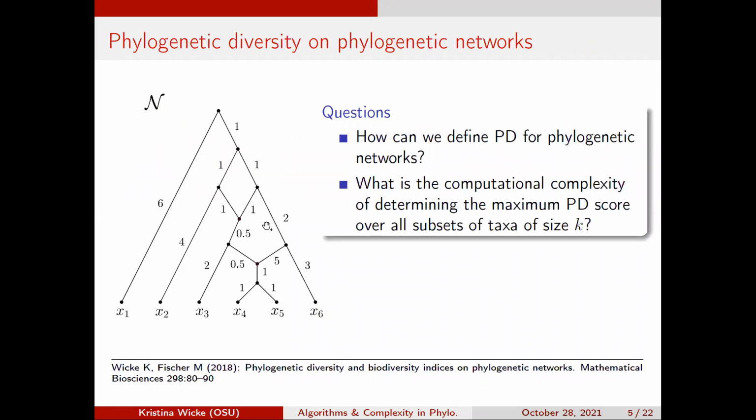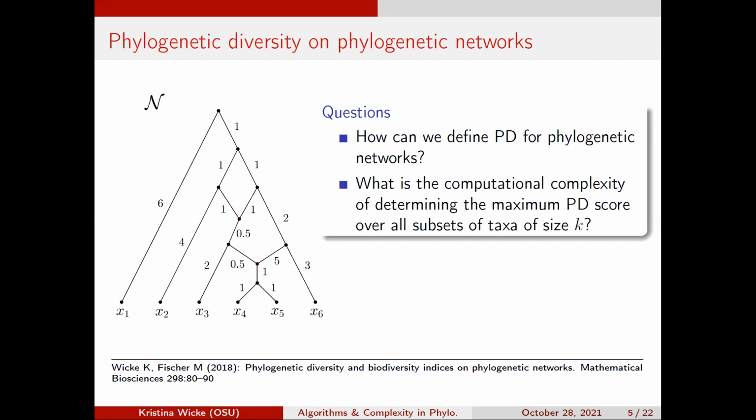It turns out that the evolution of some species or groups of organisms is not always best represented by a phylogenetic tree, in particular if there are processes of reticulate evolution, such as hybridization, where two distinct species form a new species, or horizontal gene transfer, where genetic material is transmitted from one species to the other. If this is the case, we get a phylogenetic network, which I'm going to formally define in a minute, a more complex structure that is not a tree. And so the question is, how can we define phylogenetic diversity for phylogenetic networks?